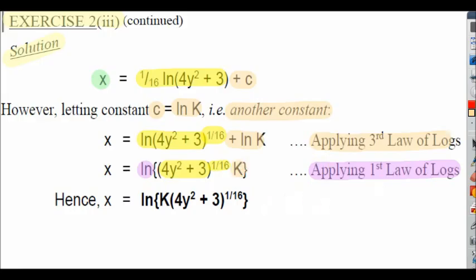What has happened on the last line is I've just reordered inside the bracket. So now we have ln of k multiplied by our bracket raised to the power of 1 upon 16, which is the answer we're trying to obtain. So that's the solution to exercise 2, part 3.